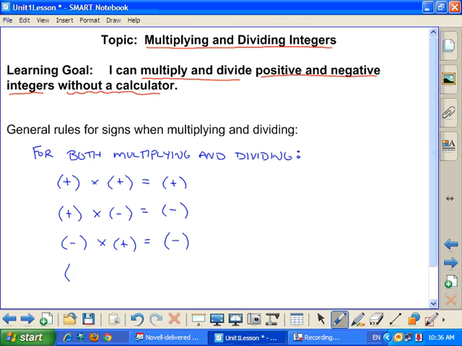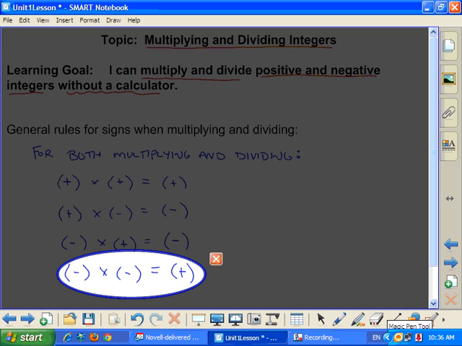And finally, what happens when you multiply two negatives together? The result is a positive. And this is where that expression comes from, two wrongs make a right. Two negatives make a positive. Not quite true in real life. Okay, two wrongs don't make a right. But anyhow, it does in math, so right on.